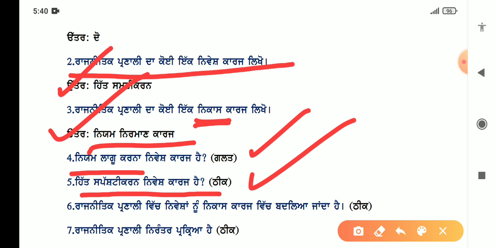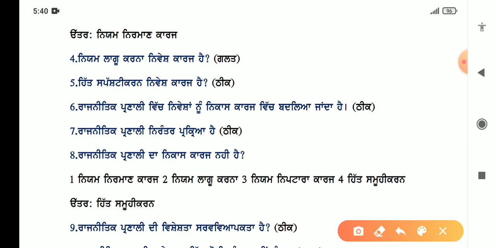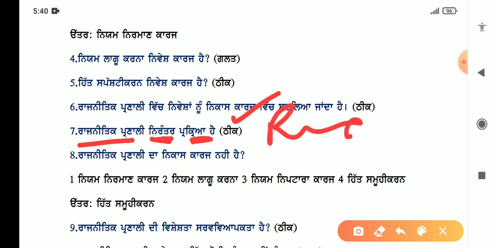Next question is, political system converts inputs into outputs. Right. Answer is correct. Next question is, political system is a continuous process. Right. Okay.